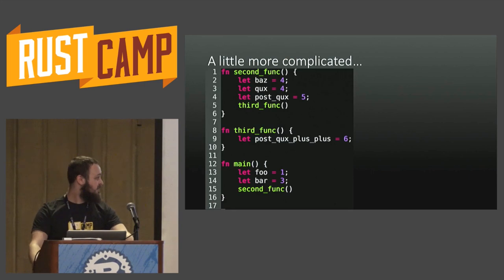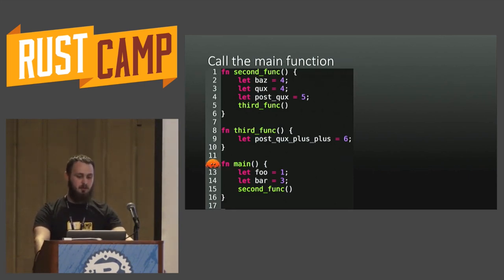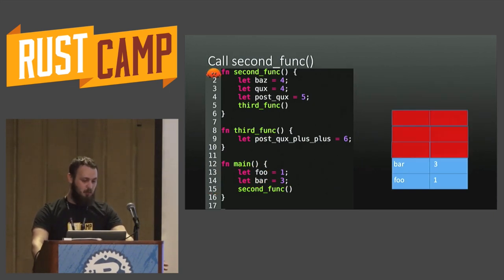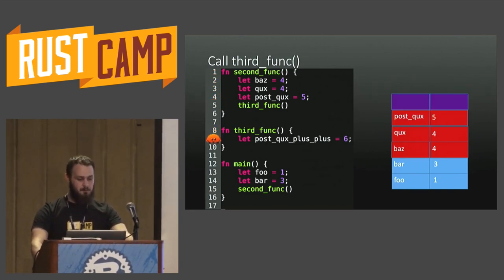So we're going to go ahead and make things a little more complicated. Let's see, we're going to start in the main function, and we're going to allocate just enough memory for all the local variables in the stack. Okay, and then we're going to move all the values into those memory slots. So now we're resting on second func, and when we call it, it works just the same way. We allocate all of the memory for the local variables, fill them out, and then go all the way down to the third func. And again, same way.